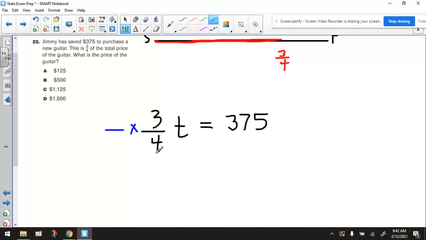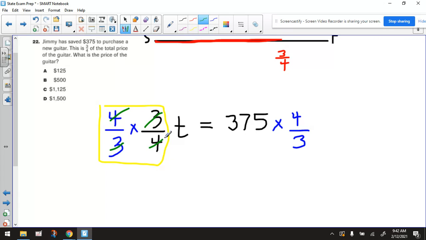So if we flip this, put the 4 on top, put the 3 on the bottom, and remember, whatever we do to one side of the equation, we have to do to the other side to keep it balanced. We learned about our equality properties earlier in the chapter. All right, so hopefully you all know that all of this cancels out. The 3 simplifies to 1, the 4 simplifies to 1. 1 times t would be t.